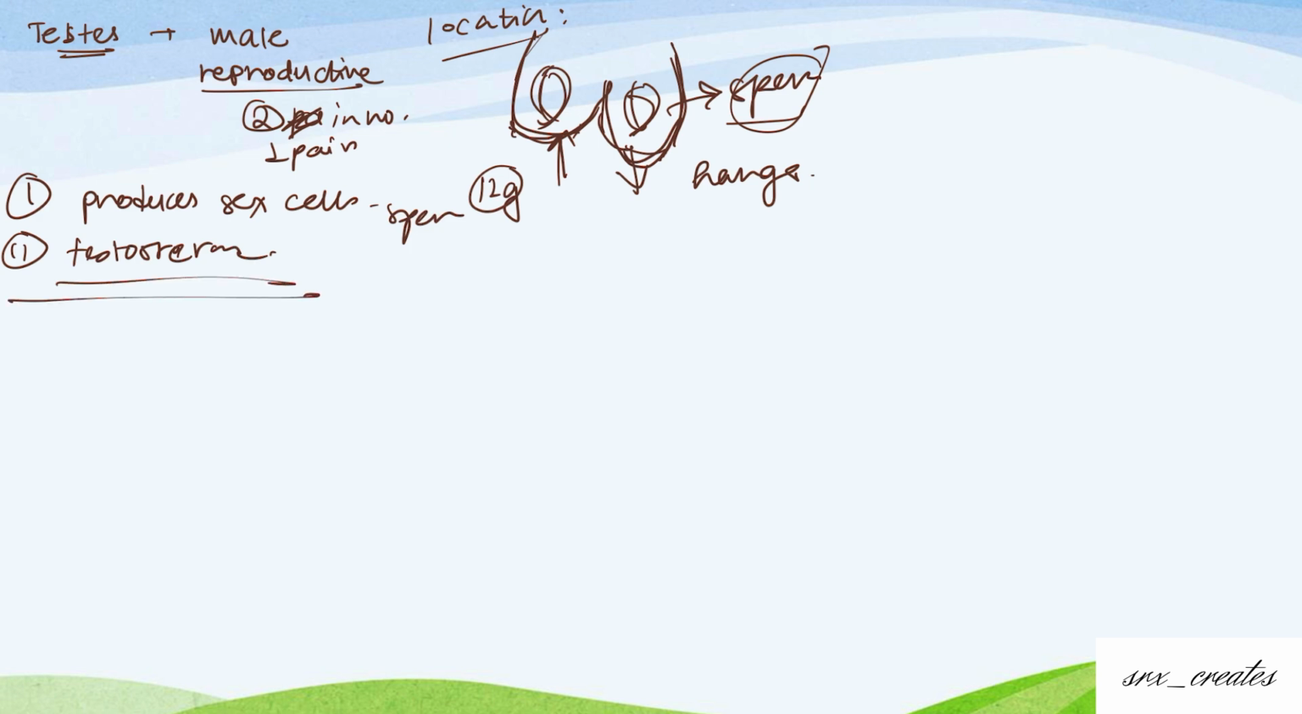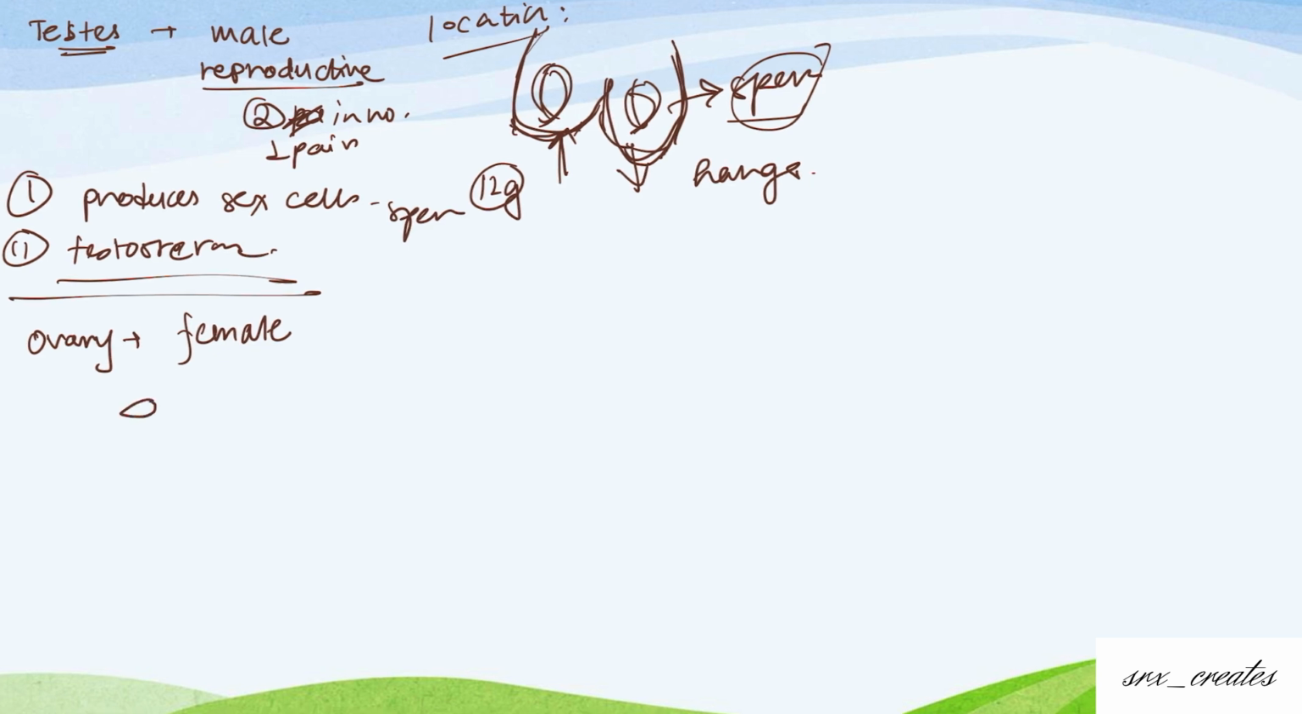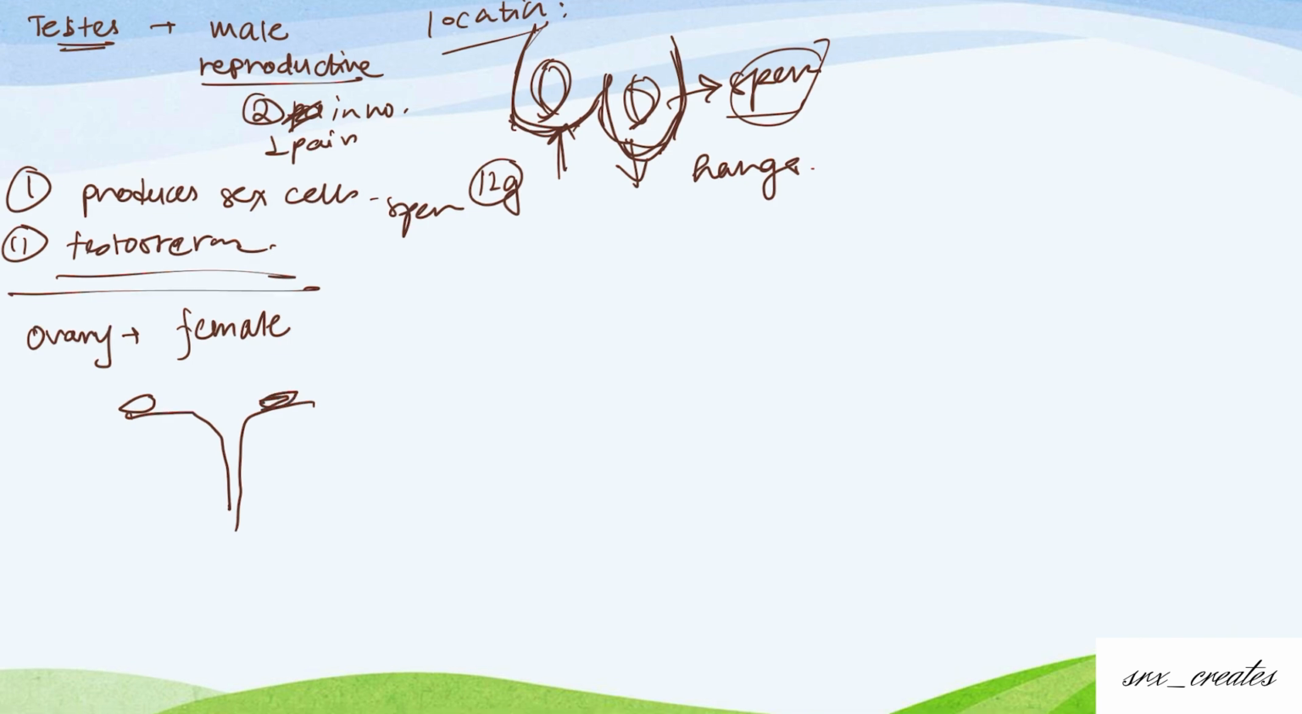Ovary for female. Now, if I try to draw an ovary, it is an almond-shaped small structure. These are the ovaries actually. This is actually the main female reproductive organ. Okay, done. Let's say this is the ovary.